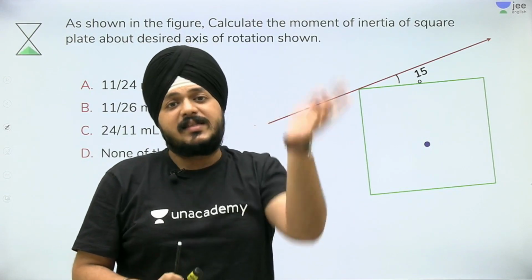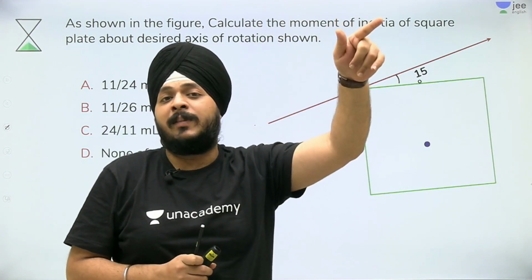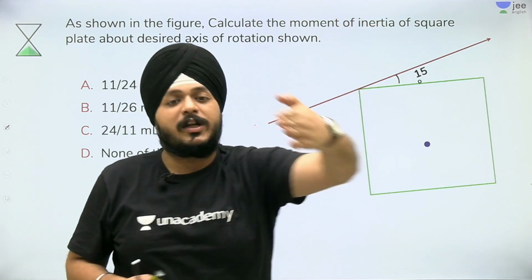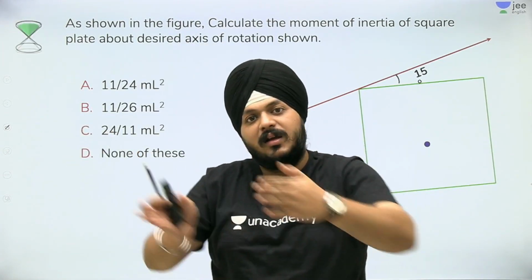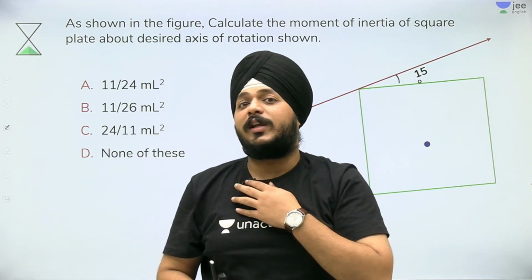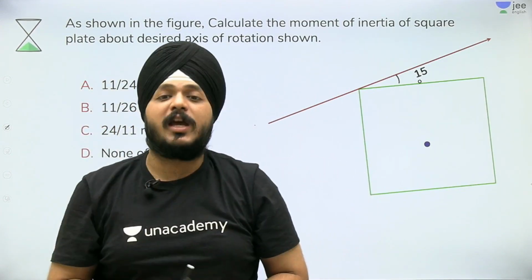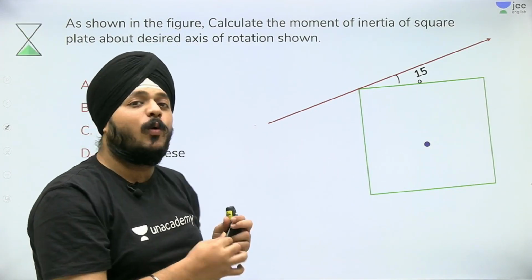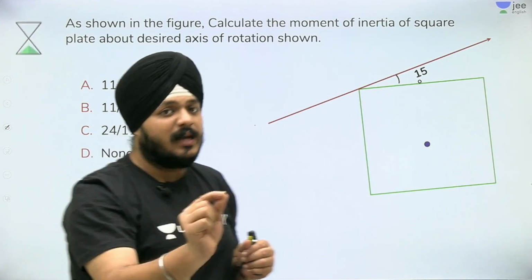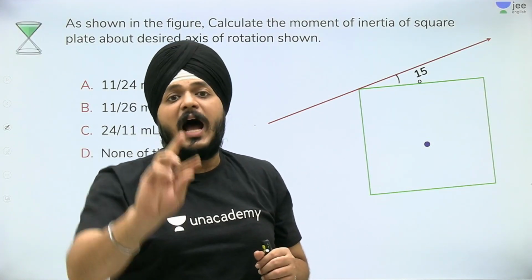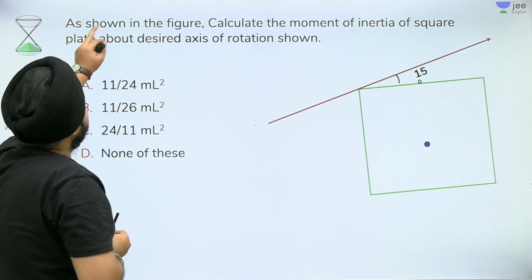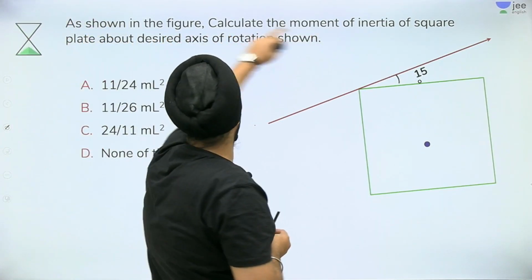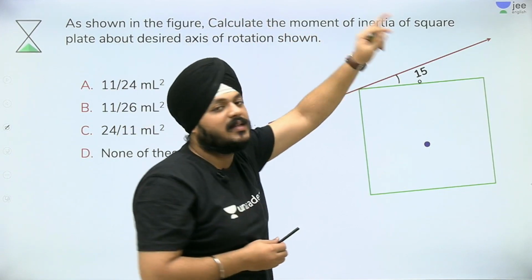In the second case, there might be the possibility that the desired axis of rotation is parallel to the axis of rotation about which the moment of inertia is known. But here we are having a very different case. This sum will clear the concept. How? Let us see. Moving forward to this question, as shown in the figure, calculate the moment of inertia of the square plate about the desired axis of rotation.